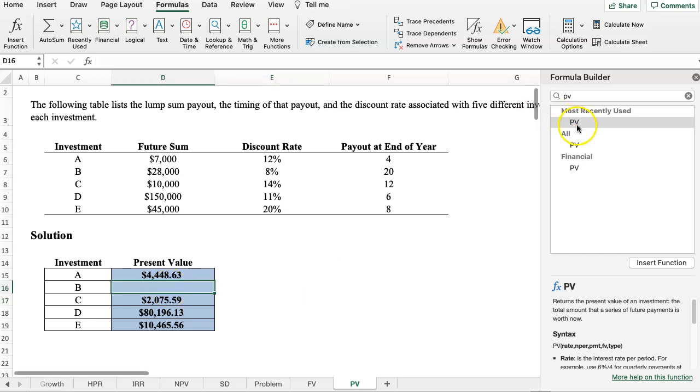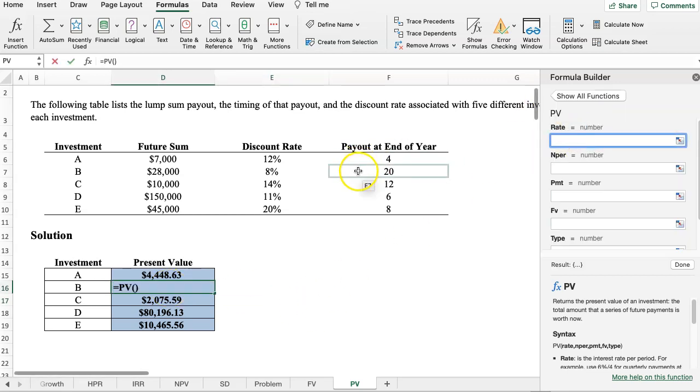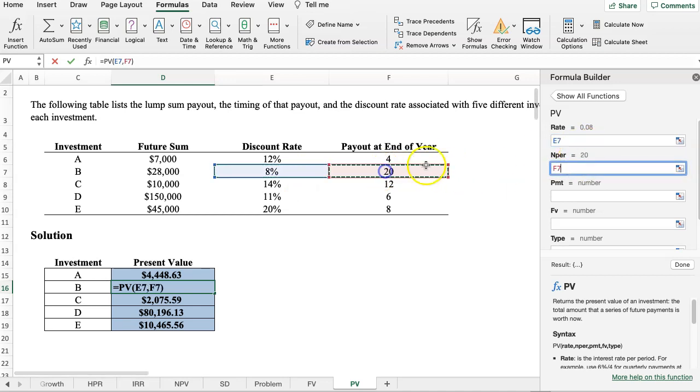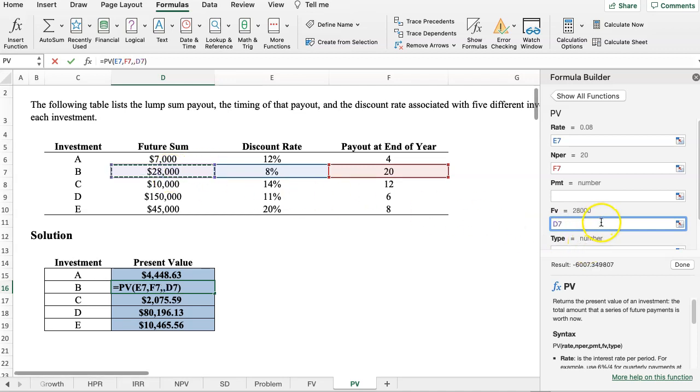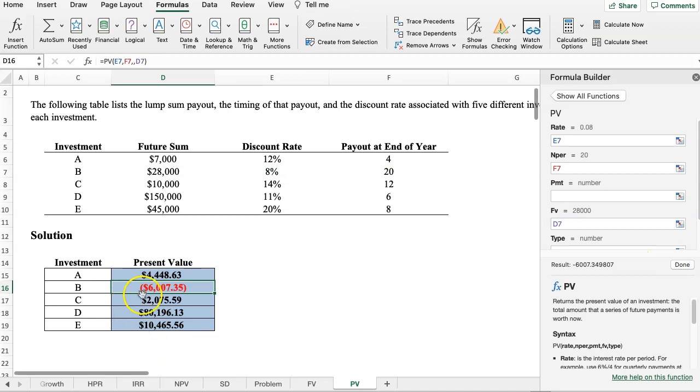Okay, so we use the formula builder, and the rate for B would be 8%, and per 12. Payment is 0. There's no payment. You can leave it blank or 0. I prefer to leave it blank. Future value is going to be the 28,000. And then I'm going to hit done, and we get that negative response. But I usually just like to put a negative up here because it's really not a negative present value. It's just the way Excel calculates.